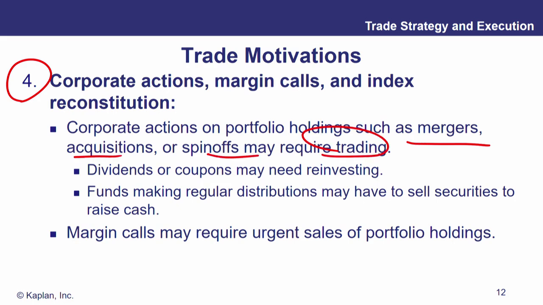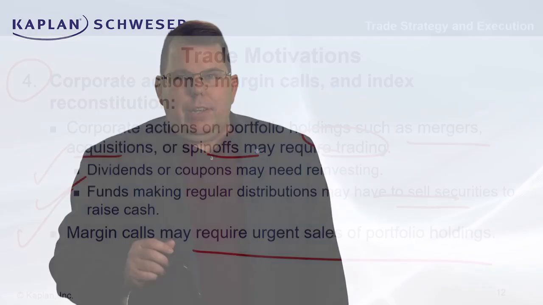We're going to get dividends or coupons from time to time. Going to have to invest those. We may have regular distributions that we have to make, and let's say we don't have enough cash, we may have to sell some securities, and then unfortunately a margin call may require a very urgent sale of portfolio holdings. So again, what we're trying to do is paint the picture of some of the motivations that you're using. If you can understand the motivation that's happening in the case, you're more likely to pick the appropriate trading strategy.